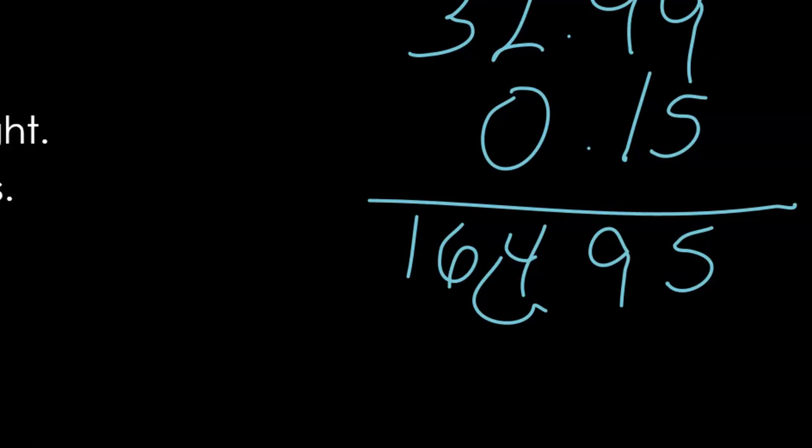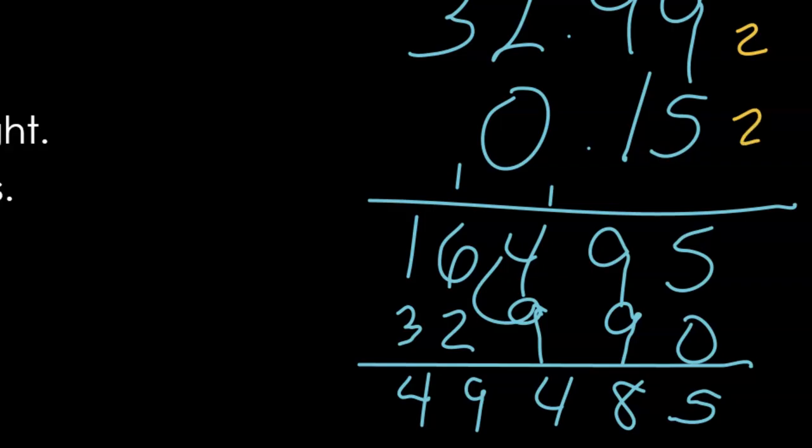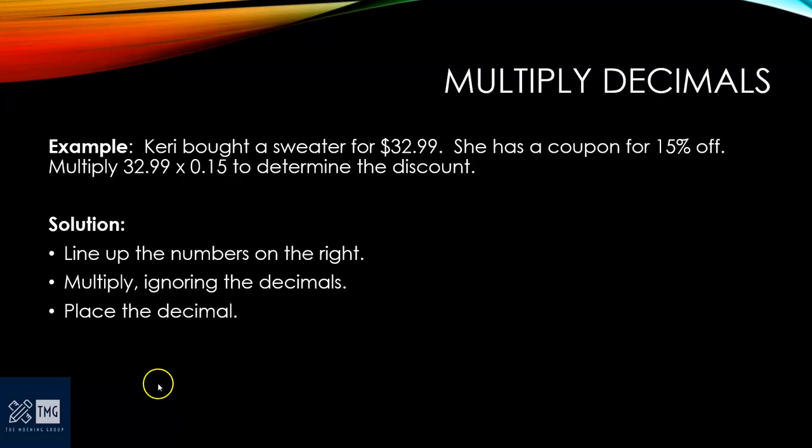Now we have to go through and multiply by our 1. So we have our 0, multiply through by our 1, and we get an answer of 8, carry my 1, 4, carry my 1, 9, 49, 485. If you think about your 2 decimal places, that means we need 4 here at the bottom. Now let's see how that makes sense in our problem.